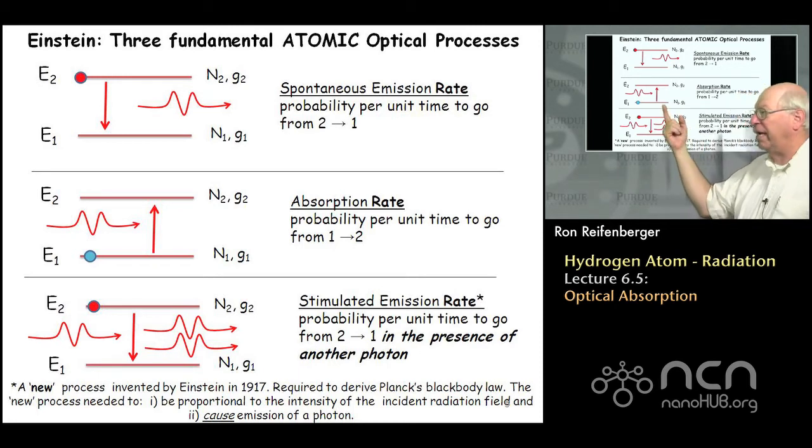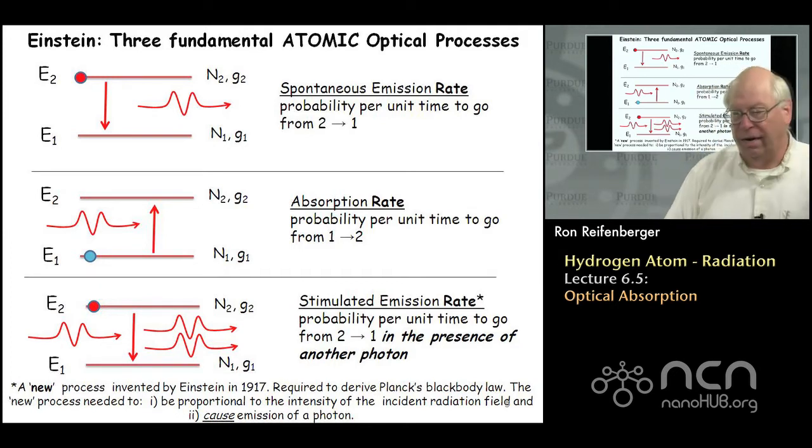And the absorption rate is simply that if you've got a photon coming into a collection of gas atoms, if that photon interacts with an electron in energy level E1, the photon can disappear, the electron can absorb that energy, and the electron then undergoes this transition to a higher energy state. And so he identified something called the absorption rate, which is the probability per unit time to go from 1 to 2. So that was the second process that he identified.